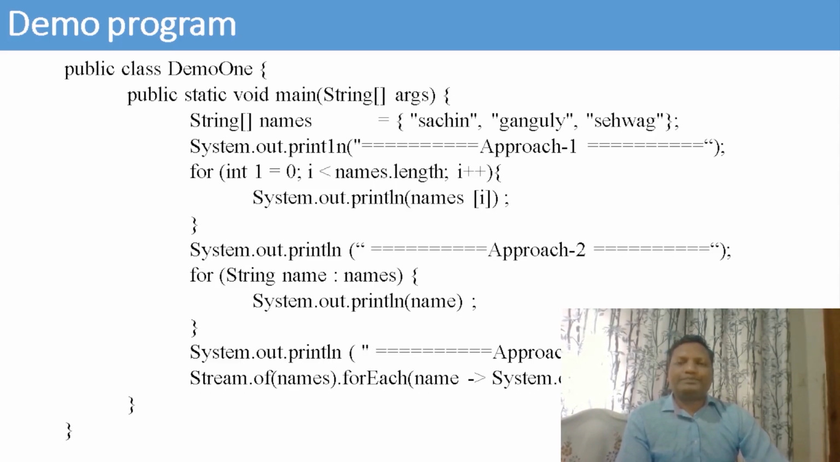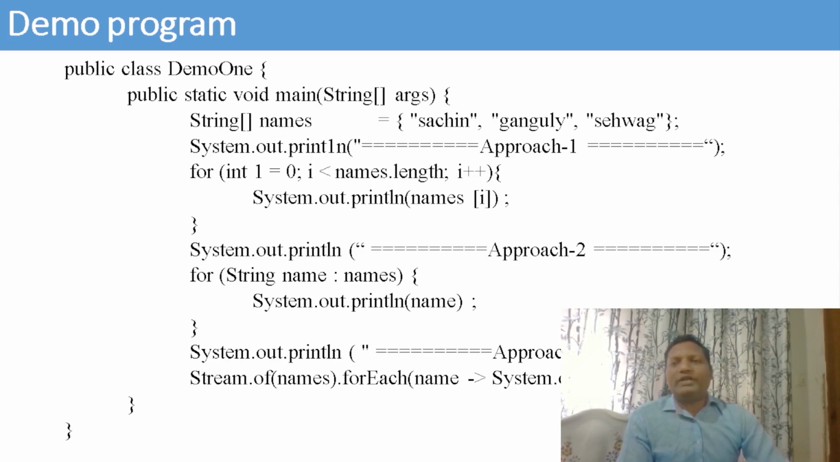In approach 1, I am taking integer i equal to 0. The loop will start from the 0 index, i less than names.length. Here length is a property which will give us the size of the array. The array size is 3, so names.length gives 3, i++. So here I am writing System.out.print of names[i]. The first time the i value will be 0, and it will give Sachin as output.